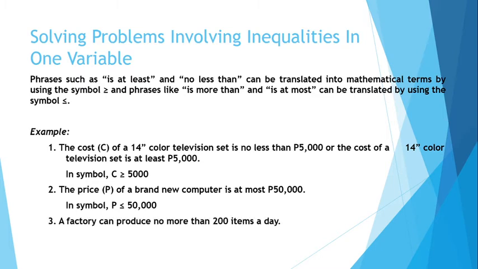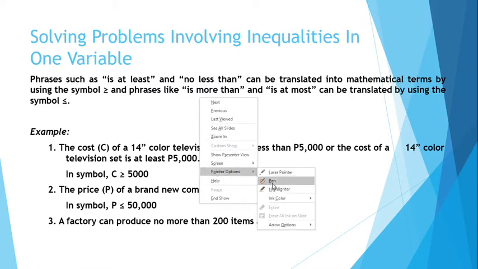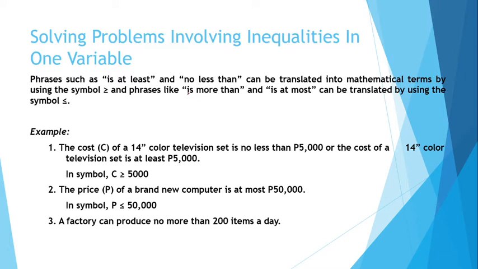And for number 3, a factory can only produce no more than 200 items a day. So no more than 200 items means that 200 is already the maximum. Let me just correct this one. It should be is no more than or is at most. So just add there is no more than and is at most.